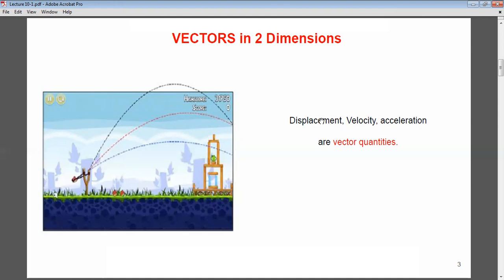What are quantities that are not vector quantities? Temperature, for example. When we say the temperature today is 34, is this a vector quantity? No, this is just a scalar quantity. I use a thermometer and it gives me exactly the temperature.